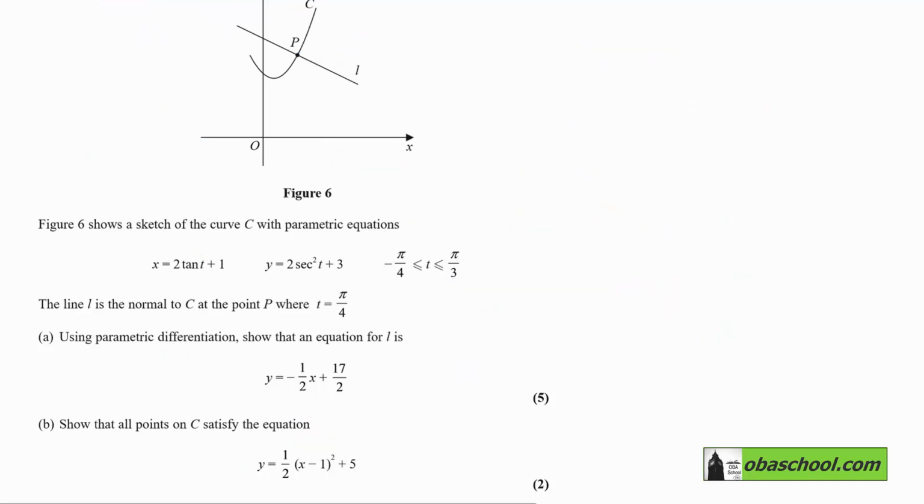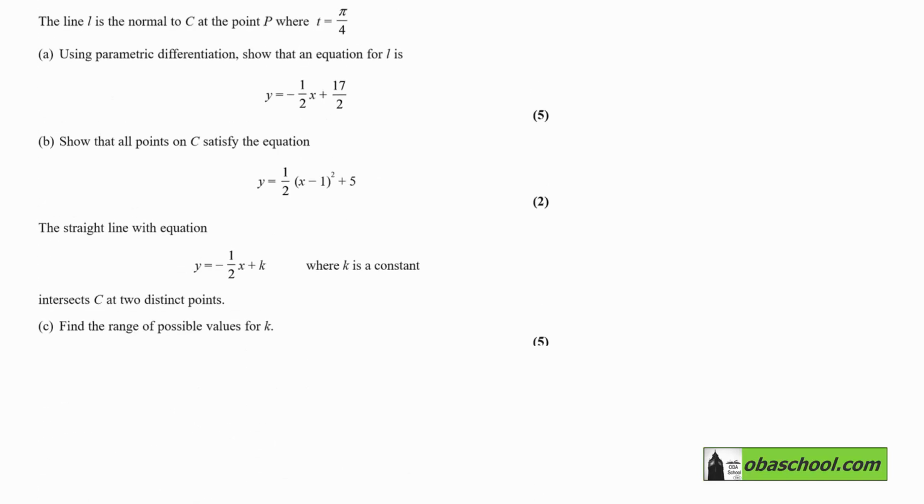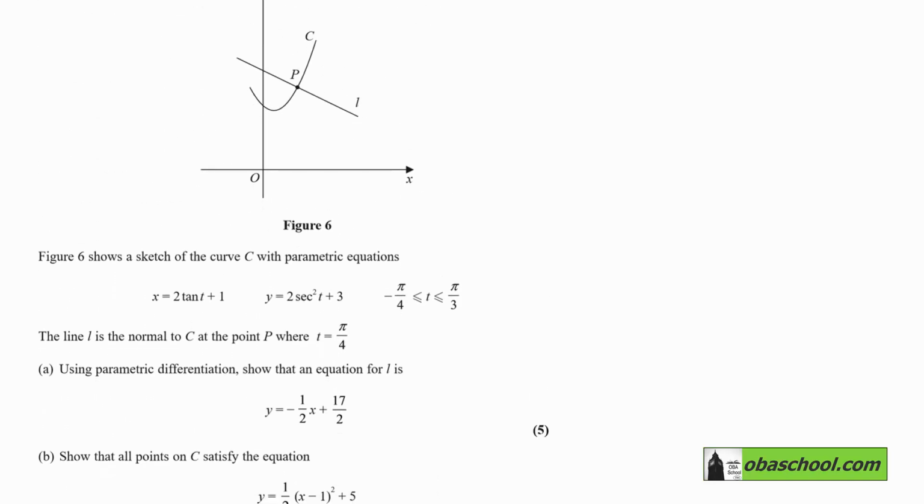We're now told the straight line with the equation y equals negative half x plus k, where k is a constant, intersects C at 2 distinct points. Find the range of possible values of k. There's 2 things here. First of all, we've got this end point. I did say that these would be important. It can only intersect at 2 places if it's lower than that point. And then there's going to come a point where it goes through the turning point, and then we get no more solutions.